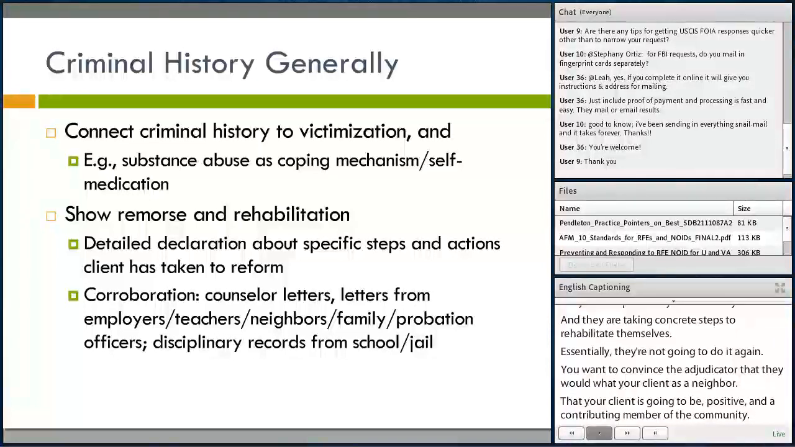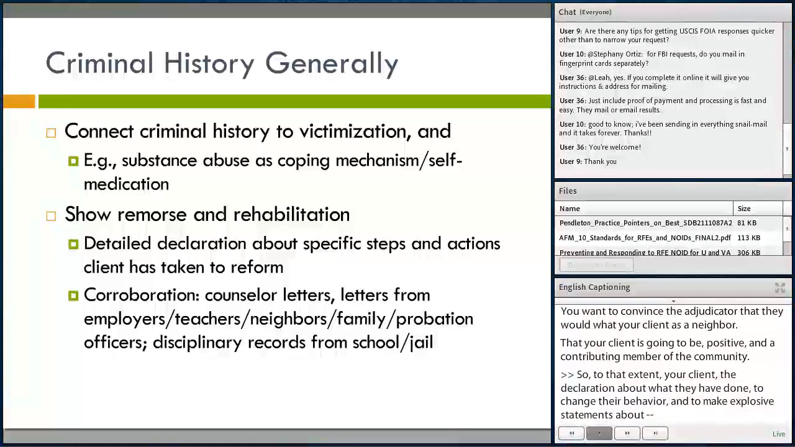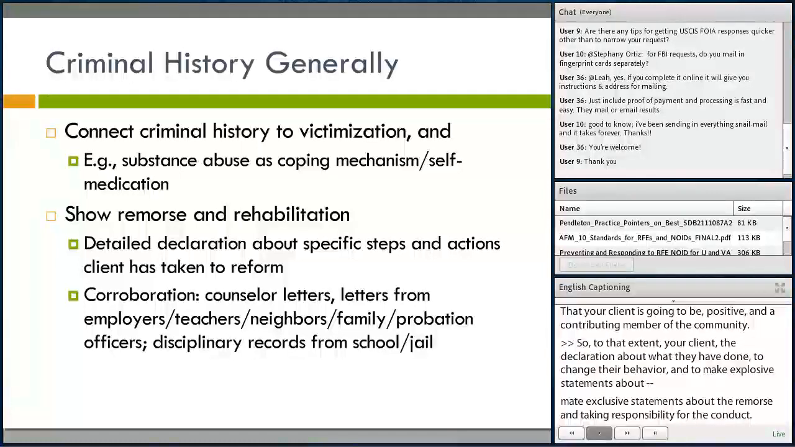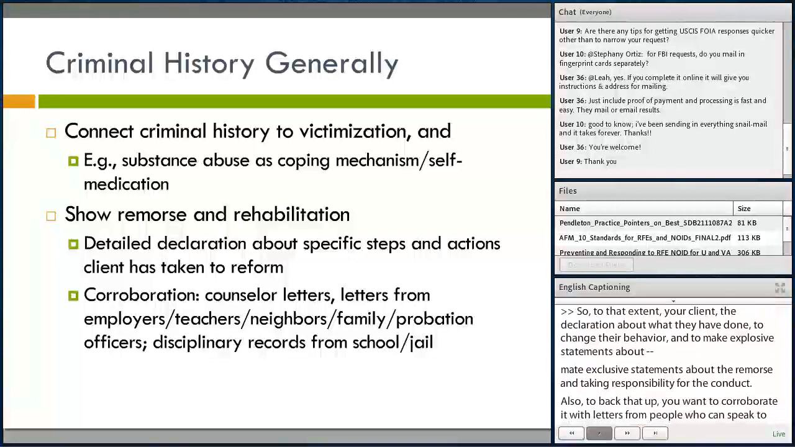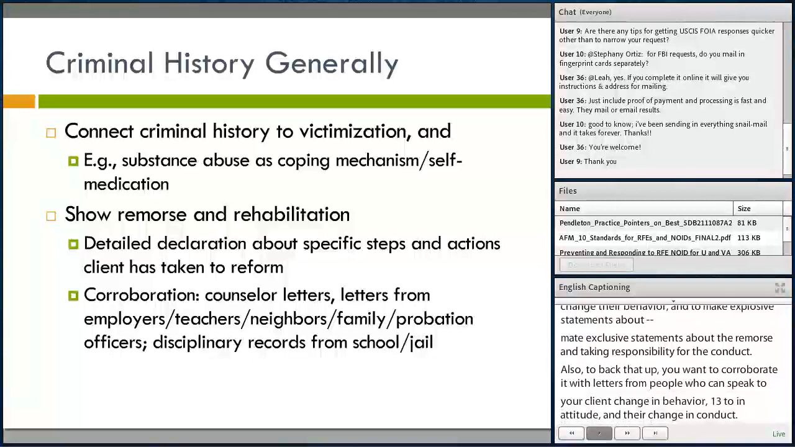So, to that extent, your client's detailed declaration about what they've done to change their behavior, to make explicit statements about their remorse, about their repentance, their taking of responsibility for their conduct, and also to back that up, right? You want to corroborate it with letters from people who can speak to your client's change in behavior, their change in attitude, their change in conduct.